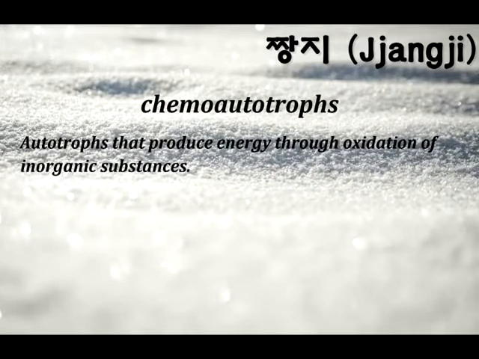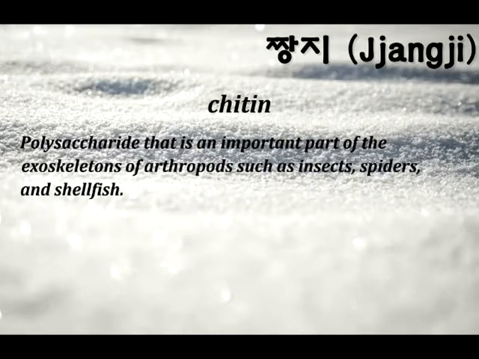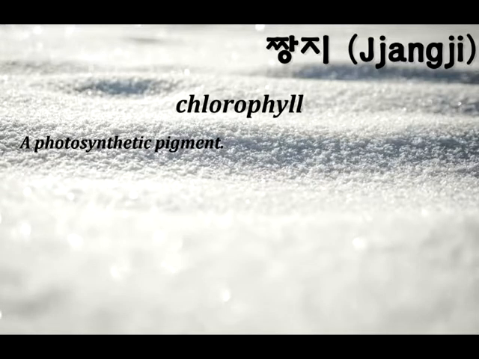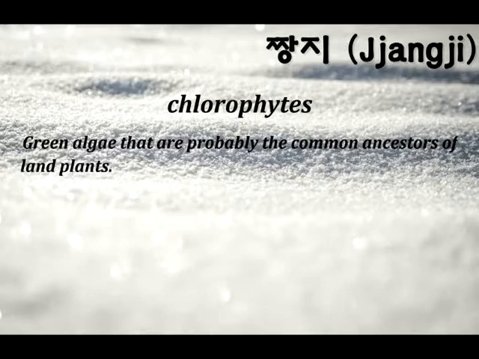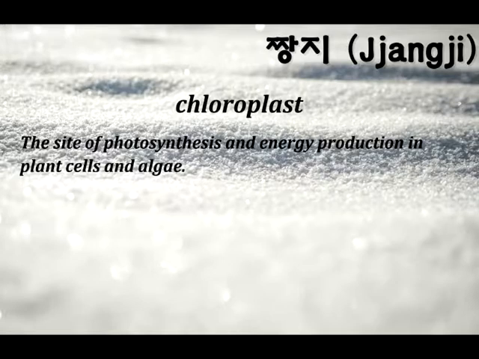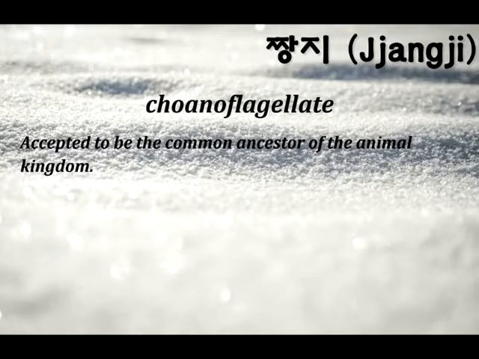Chemoautotrophs, autotrophs that produce energy through oxidation of inorganic substances. Chitin, polysaccharide that is an important part of the exoskeletons of arthropods such as insects, spiders, and shellfish. Chlorophyll, a photosynthetic pigment. Chlorophytes, green algae that are probably the common ancestors of land plants. Chloroplast, the site of photosynthesis and energy production in plant cells and algae. Choanoflagellate, accepted to be the common ancestor of the animal kingdom.